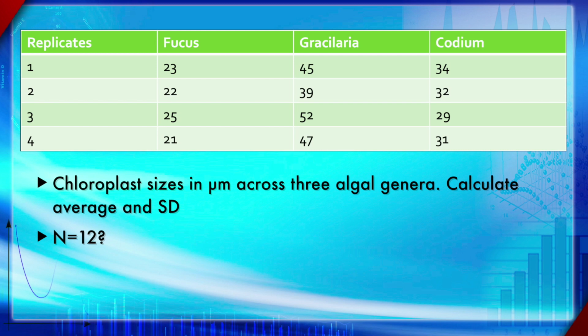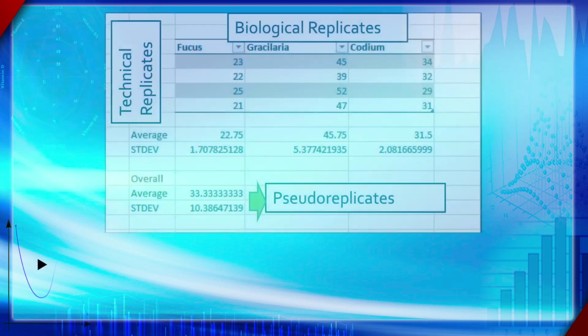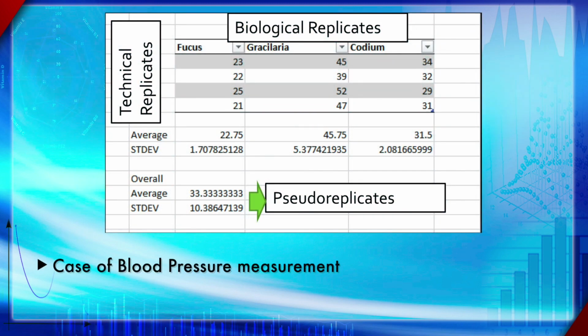So, there are 3 genera in it. Here it is Fucus, Gracilaria and Caulerpa. Here the columns represent 3 biological data, while the rows represent 4 repeated measurements. This repeated measurement is nothing but technical replicate. So, you are measuring the cell size again and again, to see the variance or standard deviation of it.